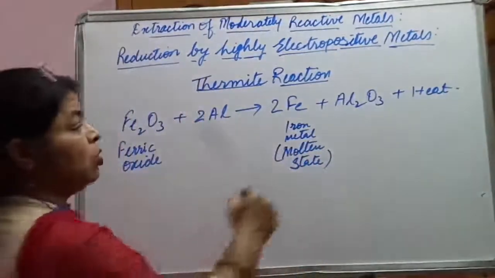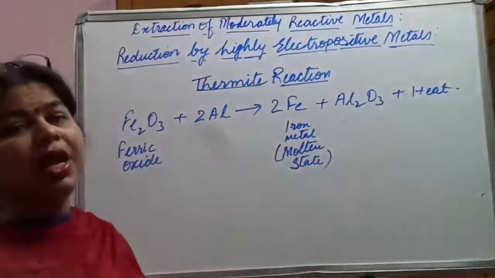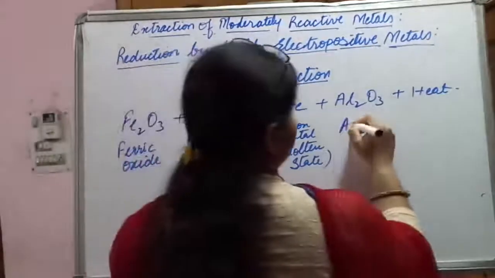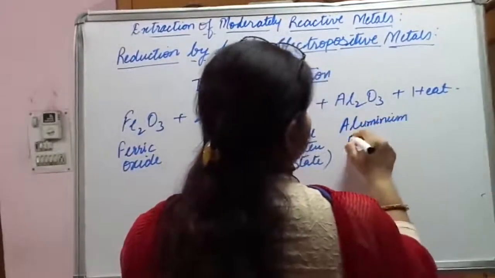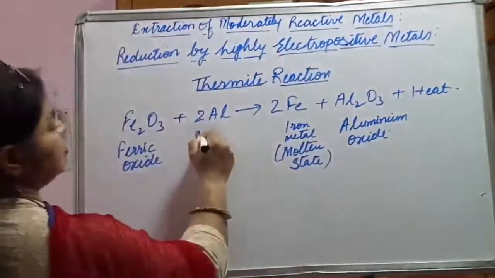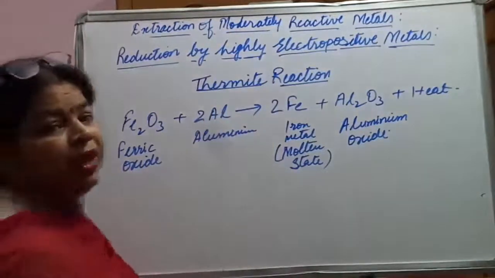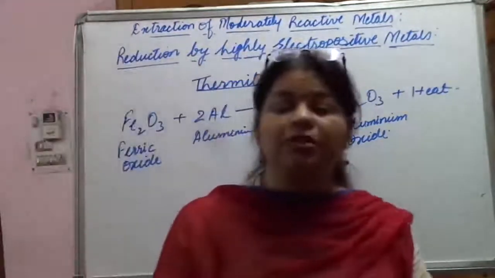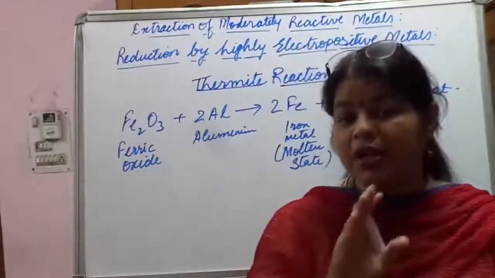Besides this, what do we get? Al2O3. What is it? Aluminium oxide. And this is aluminium. Fine. So this is how the reaction takes place, and this is used in welding also.